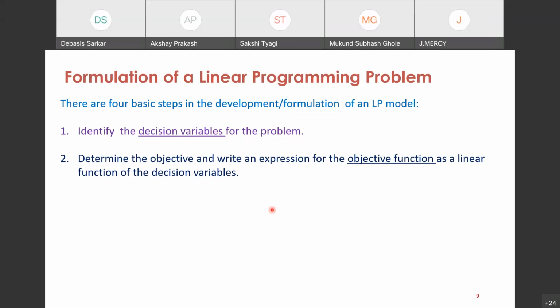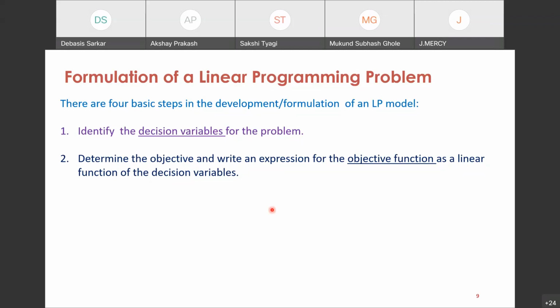So careful choice of decision variables is important for large scale problems. For simple problems, often you will have a natural choice for the decision variables. But with practice, you will be able to decide on what should be the appropriate choice of decision variables.